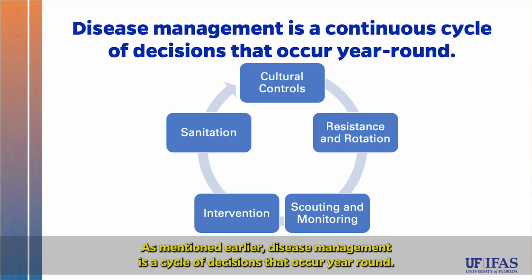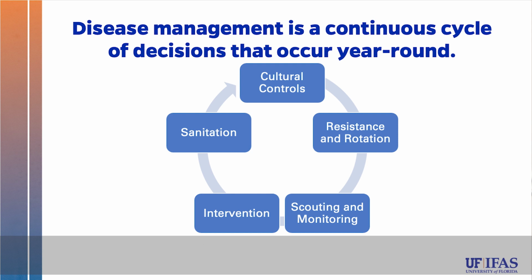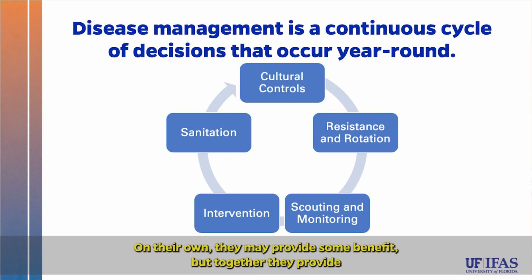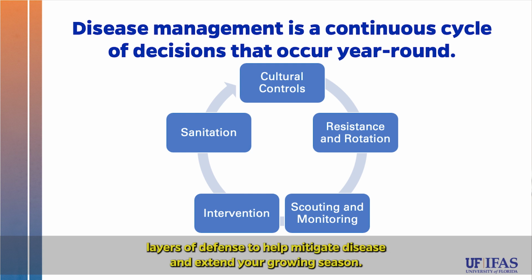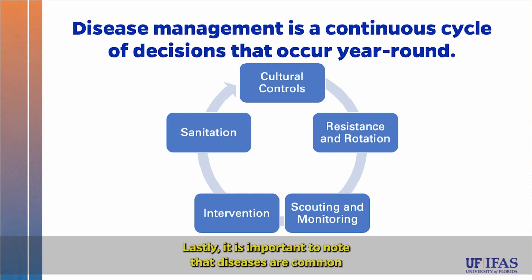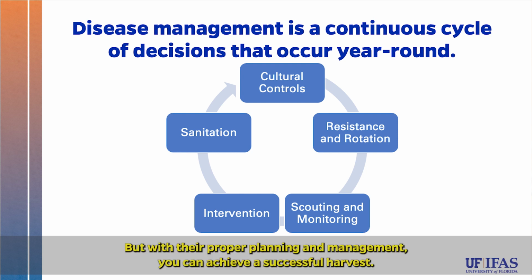As mentioned earlier, disease management is a cycle of decisions that occur year-round. Techniques which include resistance and rotation, scouting and monitoring, chemical intervention, and all the way through to sanitation. These actions work together as one management system. On their own, they may provide some benefit, but together they provide layers of defense to help mitigate disease and extend your growing season. Lastly, it is important to note that diseases are common and should be dealt with appropriately, but with the proper planning and management, you can achieve a successful harvest.